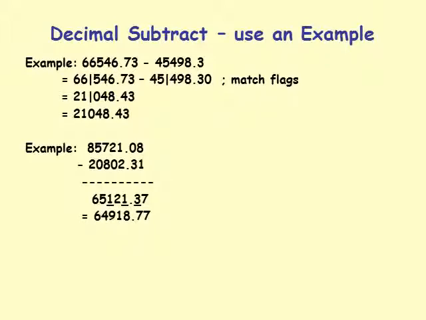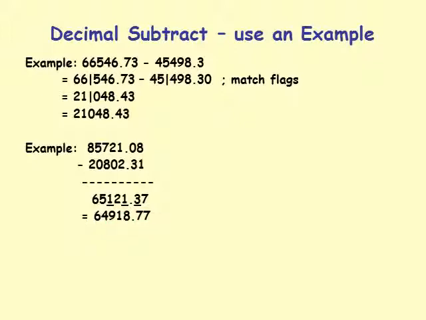First of all, 5 positive and 1 negative is 50 minus 1, which is 49. So 649. A 2 here positive and a negative 1 and negative 3. These three numbers together make it 200 minus 13. That is 187. So 18 decimal 77. Okay, so 85721 decimal 08 minus 20802 decimal 31 is 64918 decimal point 77.